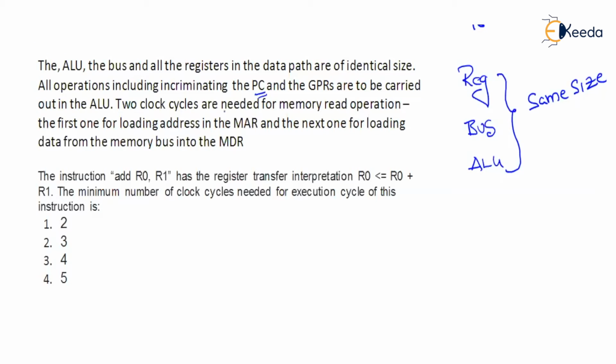2 clock cycles are needed for the memory read operation. The first one is for loading the address into MAR, and the next one is for loading the data from the memory bus into the MDR. That is, he's saying that one memory read will take 2 clock cycles.